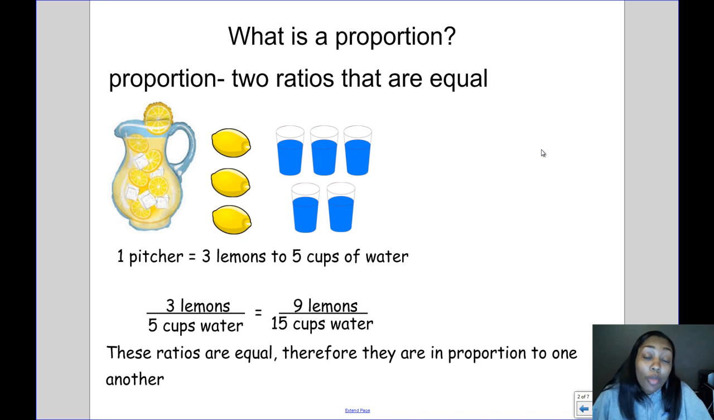And that's called a proportion. So a proportion is when you have 2 ratios that are equal. So here, let's say I needed to do 3 pitchers of lemonade. Well, that means instead of using 3 lemons, I'm going to have to use 9 lemons. And instead of using 5 cups of water, I'm going to have to use 15 cups of water. Because I can multiply both 3 and 5 by 3 to get 9 and 15, that means that these 2 ratios are equal, and that means that they are in proportion. So we would say that they are in proportion to one another.